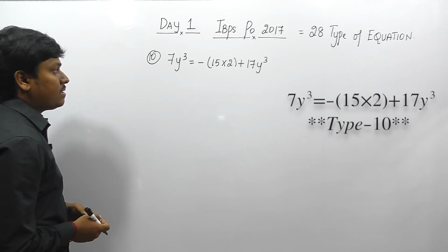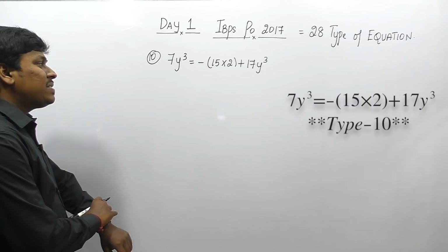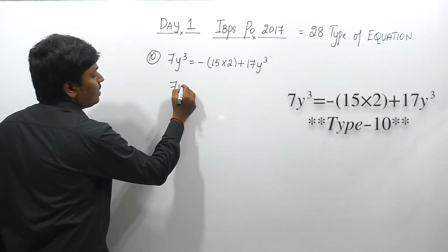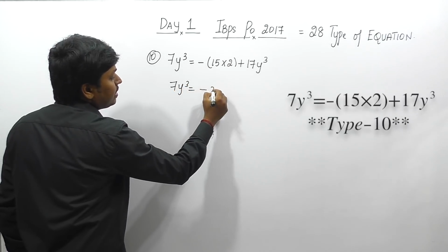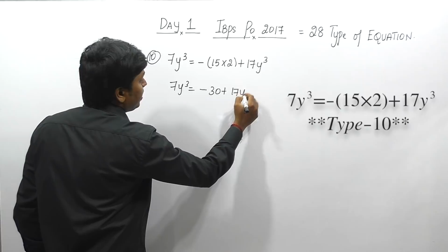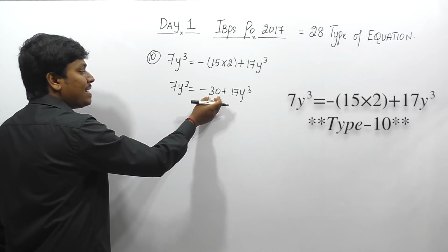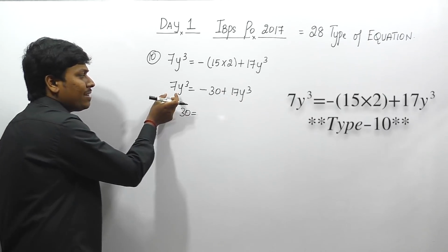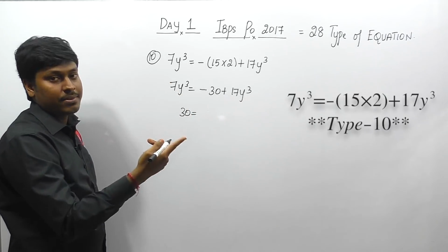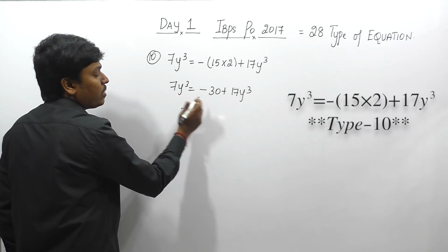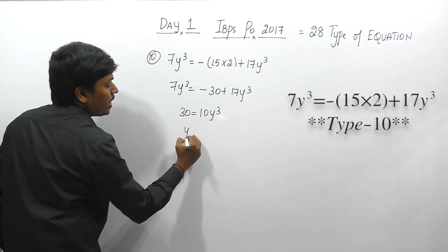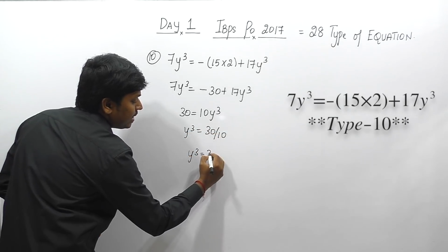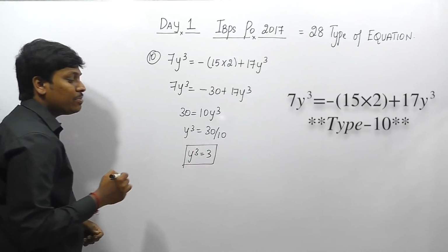Type number 10 equation: 7y cube is equal to minus of 15 into 2 plus 17y cube. First of all, let me simplify this equation. So 7y cube is equal to, 15 into 2 will be 30, so minus 30 plus 17y cube. When we bring this minus 30 towards the left hand side, it becomes plus 30, and here it is 17y cube. When you bring this 7y cube towards the right hand side, it becomes minus 7y cube. So 17y cube minus 7y cube will be 10y cube. So finally y cube is equal to 30 divided by 10. So y cube is equal to 30 by 10, which is 3. So we got the answer, that is y cube is equal to 3.